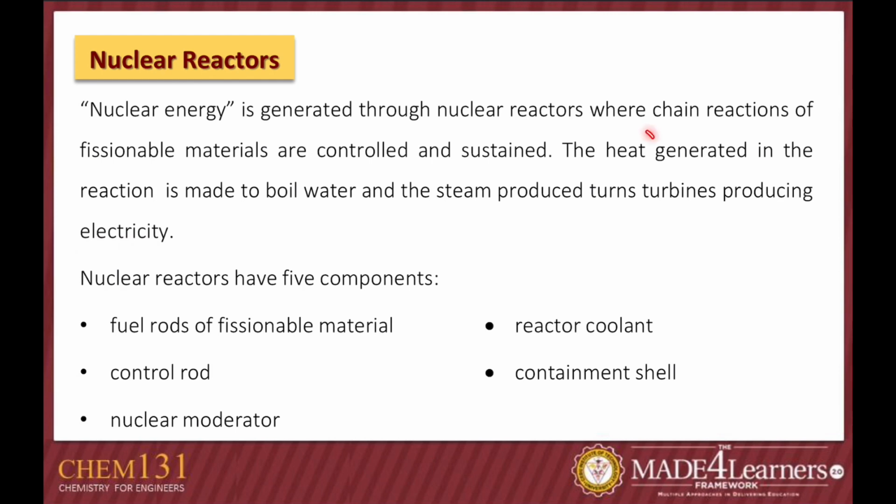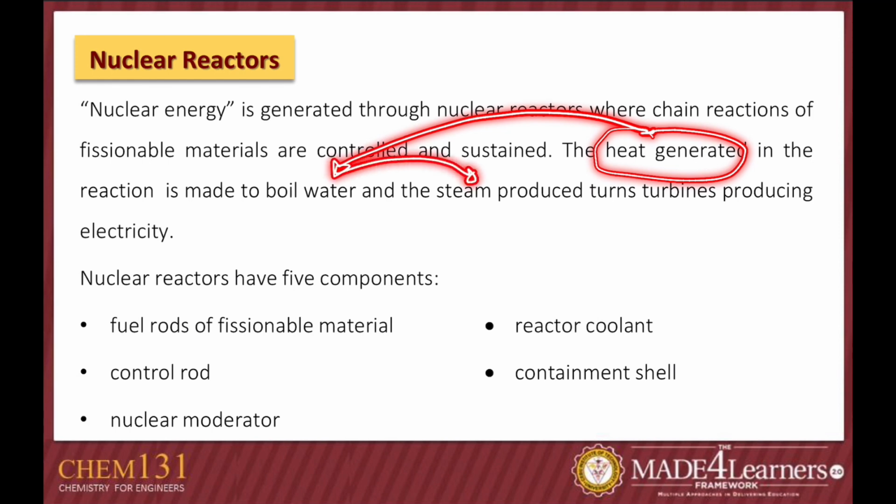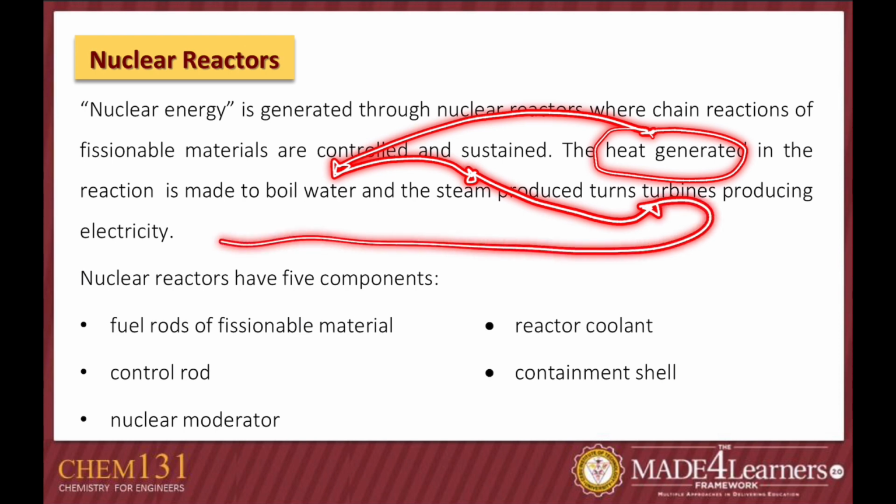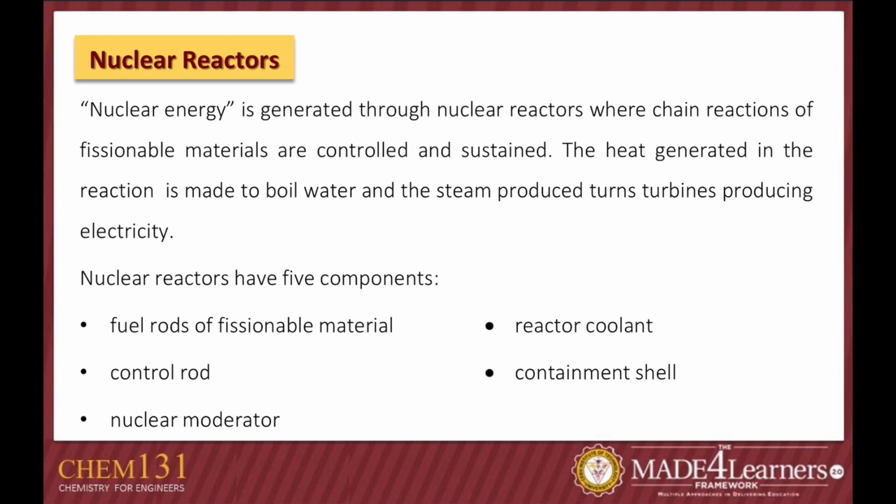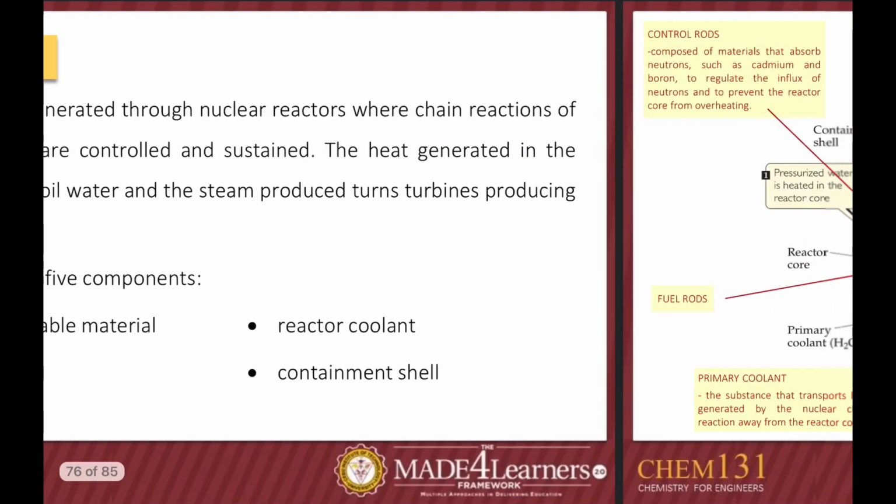So basically, the heat generated, its energy is very big, boils the water, producing steam, which will turn turbines, and these turbines will produce electricity. Now, there are 5 components in nuclear reactors. First, the fuel rod of fissionable material, control rod, of course, to control the fission, nuclear moderator, the reactor coolant so it won't get too hot, and then the containment shell, for protection, to be safe.